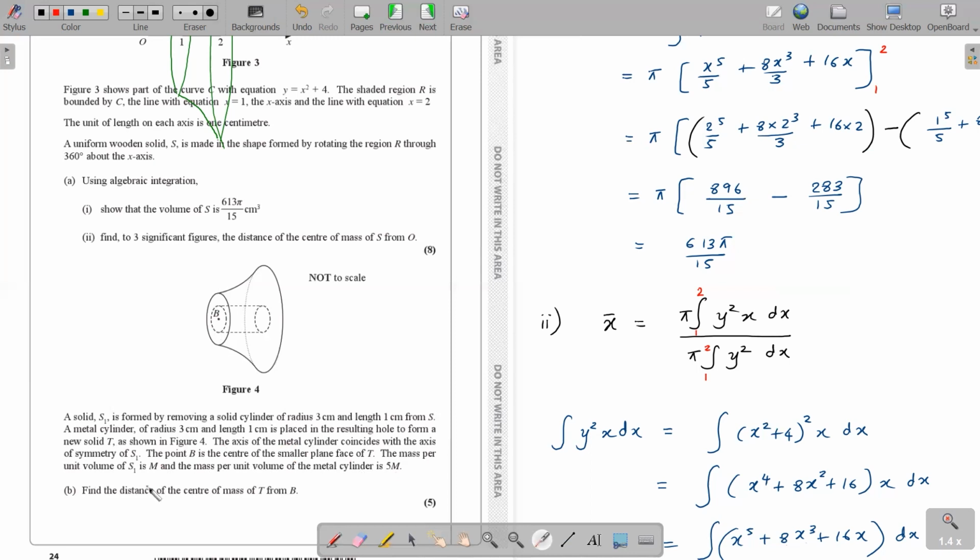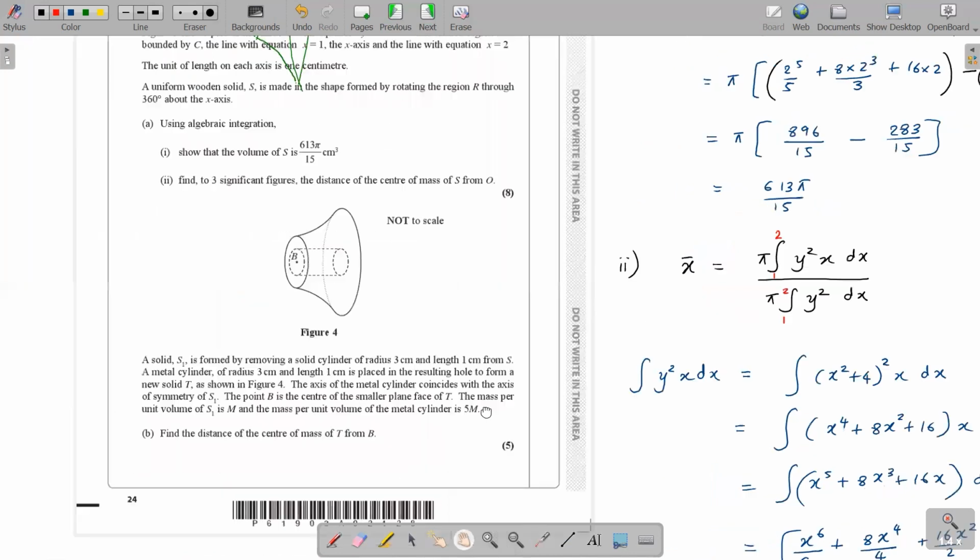The mass per unit volume of S1 is M. S1 is formed by removing the solid cylinder, so this remaining part has mass per unit volume M, and the mass per unit volume of the metal cylinder is 5M. Find the distance of the center of mass of T from B. You have to find the center of mass of this compound object from B. How do we do that?